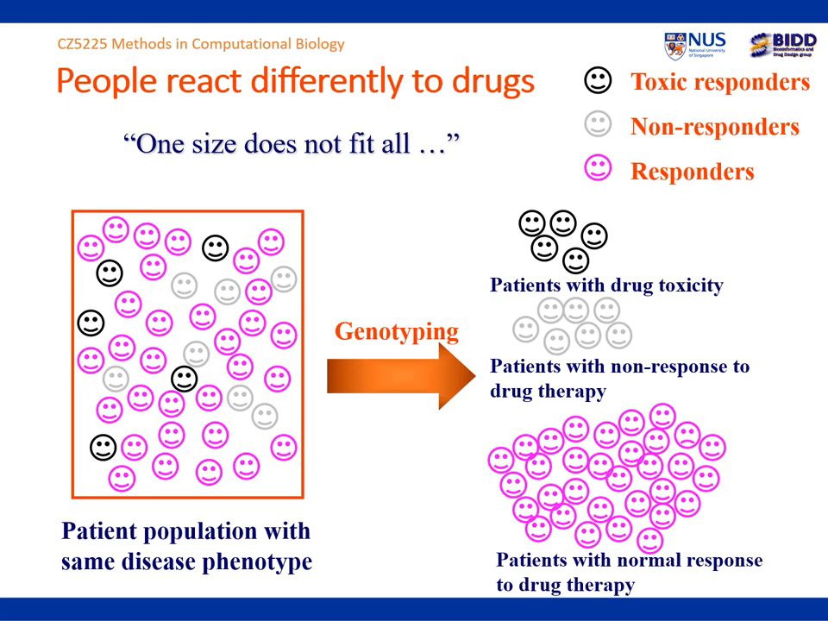Now you can see the first group with the black colored smiley. They are the patients with drug toxicity, so they show side effects. Then there is another group with a gray colored smiley, patients with non-response to the drug therapy. It means that even if we prescribe the drug to them and they take it, their body does not show any kind of response, neither positive nor negative, as if we are giving them a placebo. And there is a large portion of individuals in that patient population who show a normal response to the drug therapy. So we have three different types of responders in that patient group, that is toxic responders, non-responders and responders, on the basis of their genetic variation.